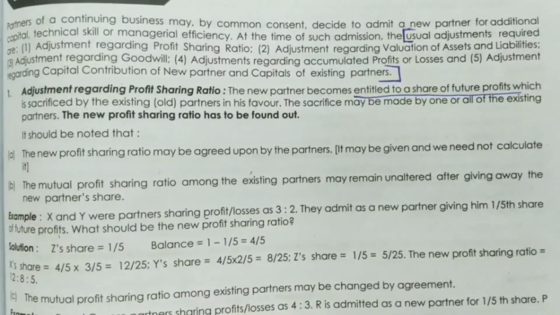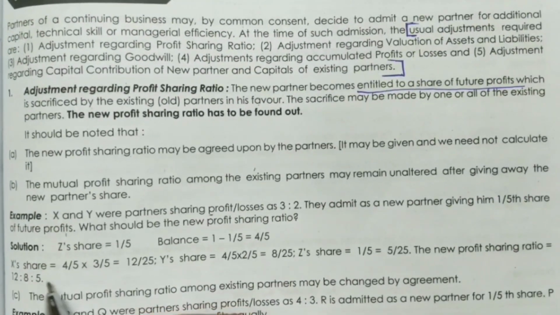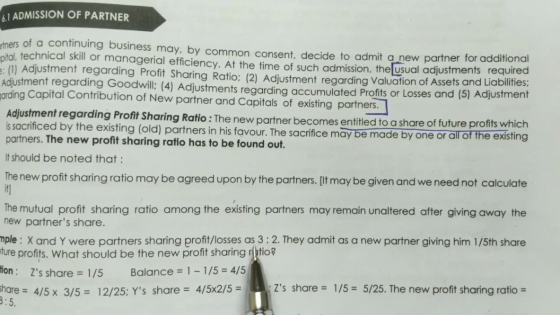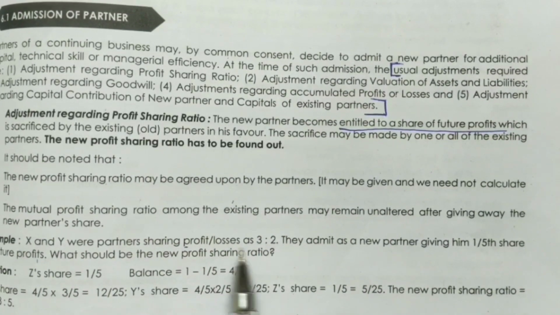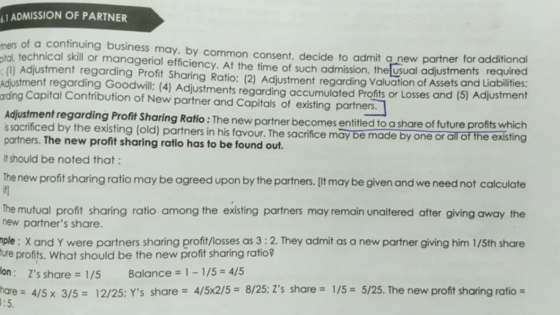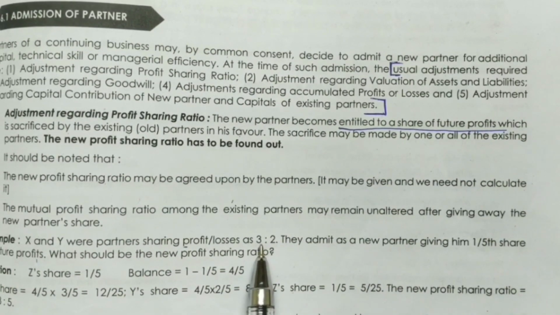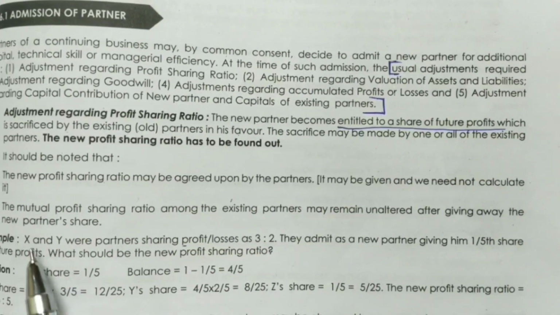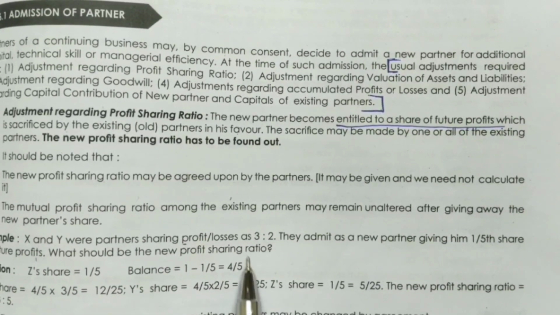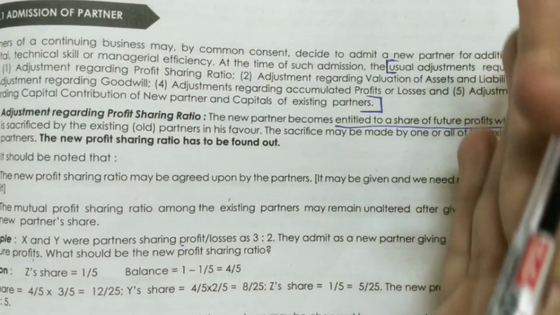How can we do that? Let's see. The old profit sharing ratio is 3:2. So let's divide this 4/5 to X and Y on their old profit sharing ratio basis. Let's see how it is done. X's old ratio is 3/5 and Y's old ratio is 2/5, right? So let's give 3/5 of this 4/5 to X.